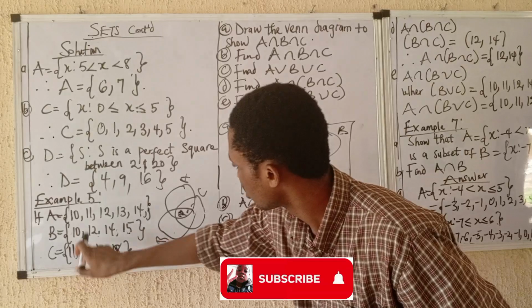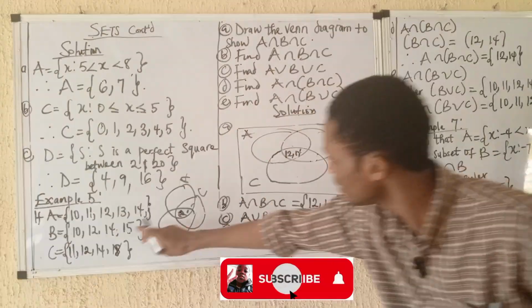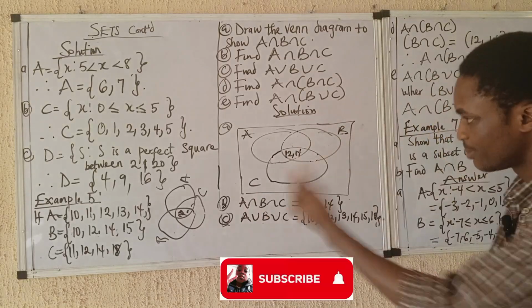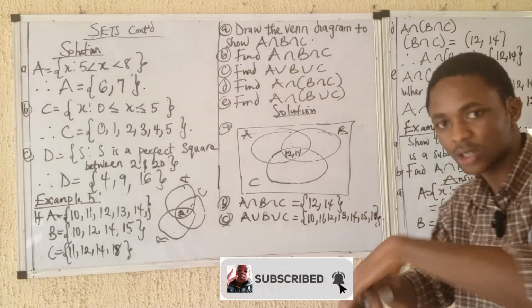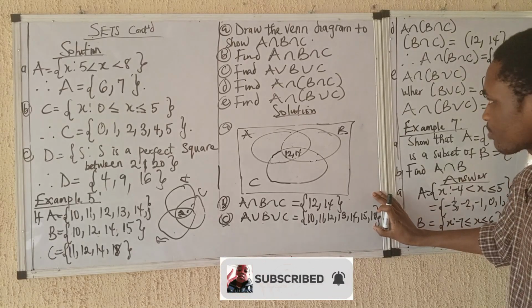So you see, 11 is present, just pick one of it. 12, pick one. 13 is only present in A, pick it because it is present. We're talking about union, the combination of the three. So that's how we got to this value here. So this is our answer for this.